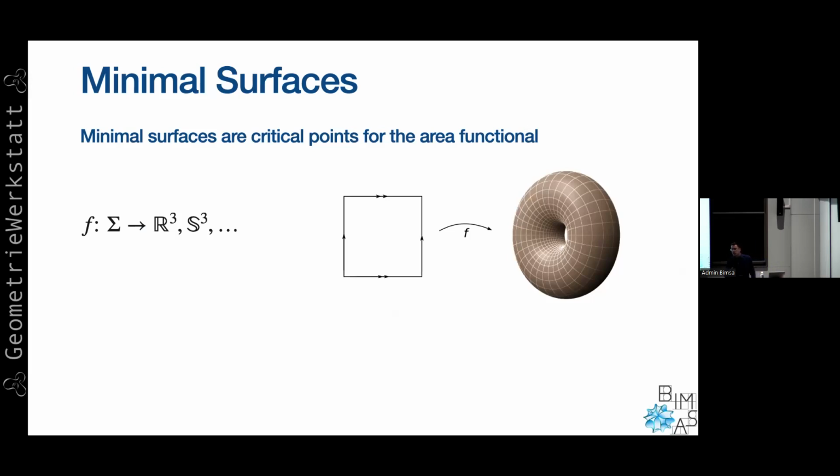And this might be Euclidean free space, it might be the free sphere, a more complicated Riemann manifold, or if you are interested in general relativity, some Lorentzian manifold. And then you consider the area functional, and you look for the critical points. So you look for those maps which are under first order variation constant for the area. And this gives you a usually nonlinear partial differential equation, which describes the minimal surfaces.